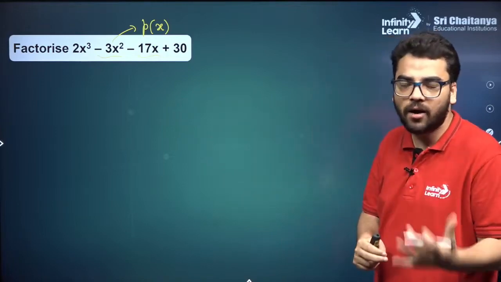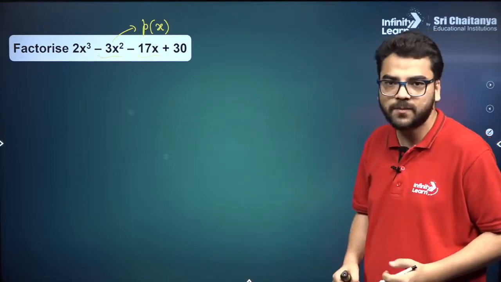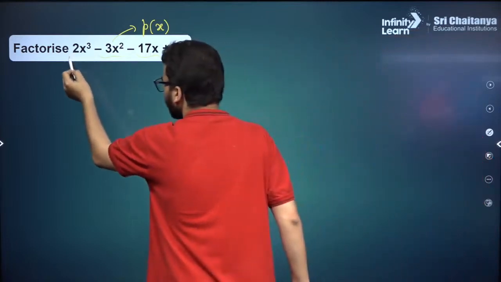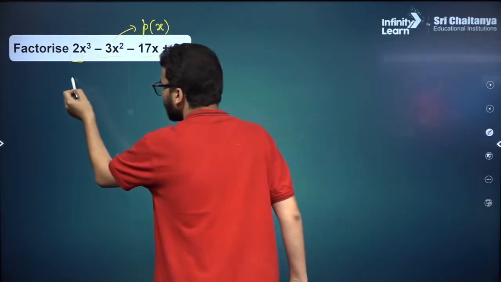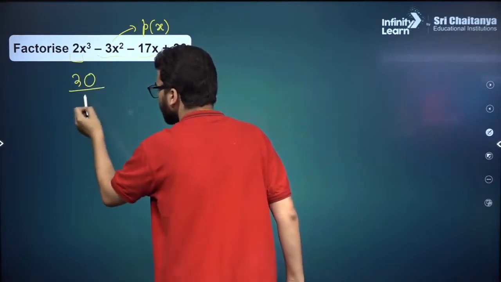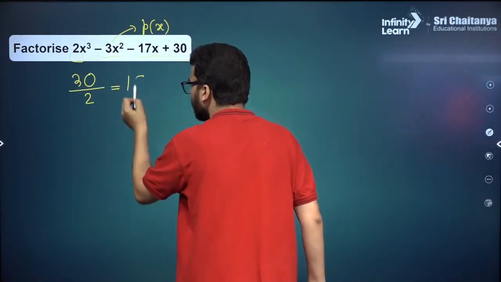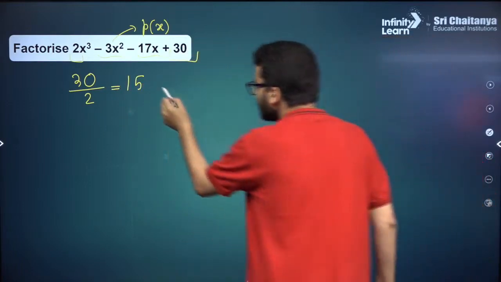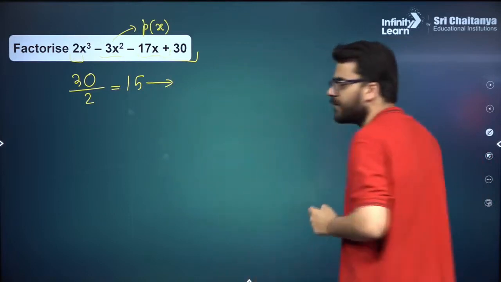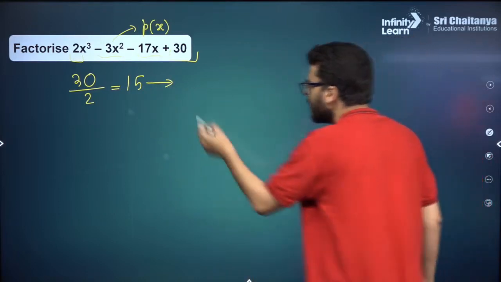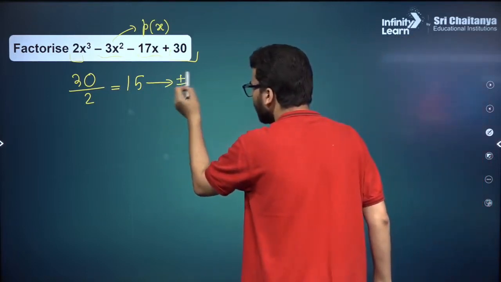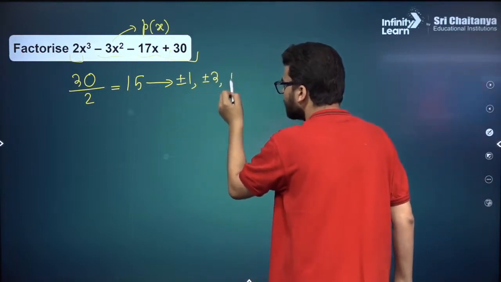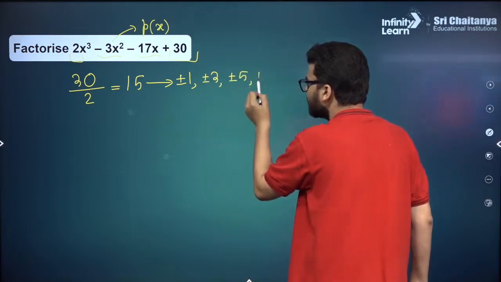How can you predict the zeros of this polynomial? So you see this constant term and you see the coefficient of x cube, right? So the constant term divided by the coefficient of x cube, isn't it coming out to be 15 over here? So the possible zeros will be the factors of 15, positive and negative both. So plus minus 1, plus minus 3, plus minus 5 and plus minus 15.